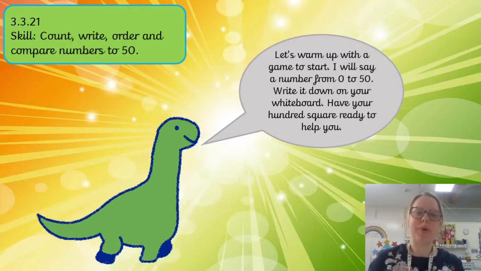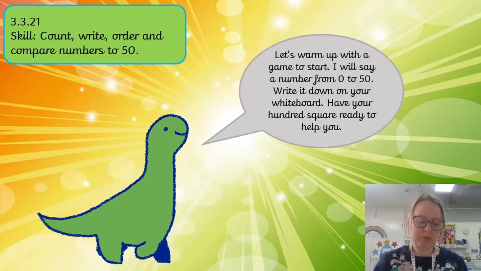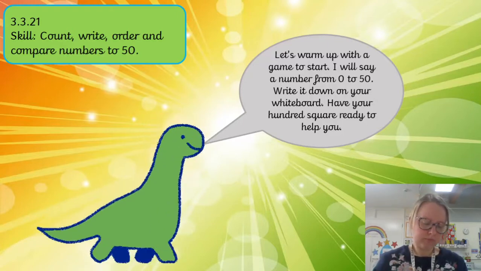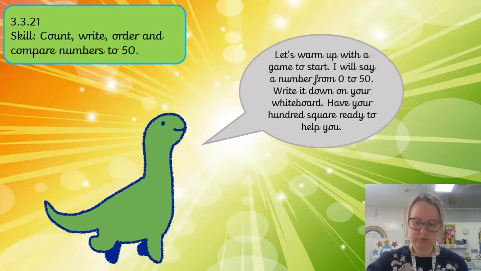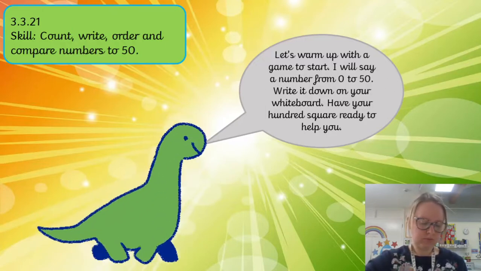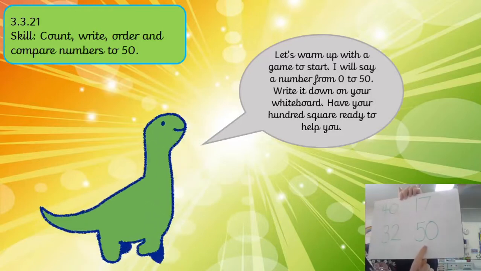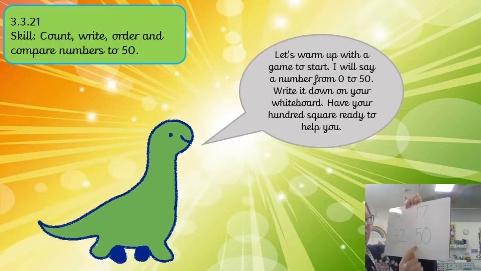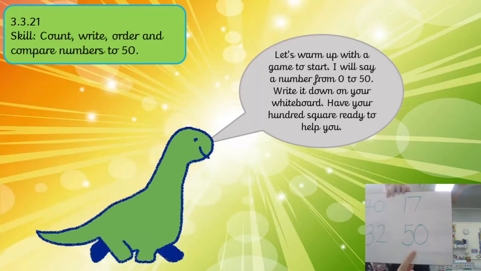Okay, one more number. Can you write number 50 for me? 50. Okay, check if you got it right. 50 is 5 tens. We need a 5 and a 0 for the number 50. Did you get those right?